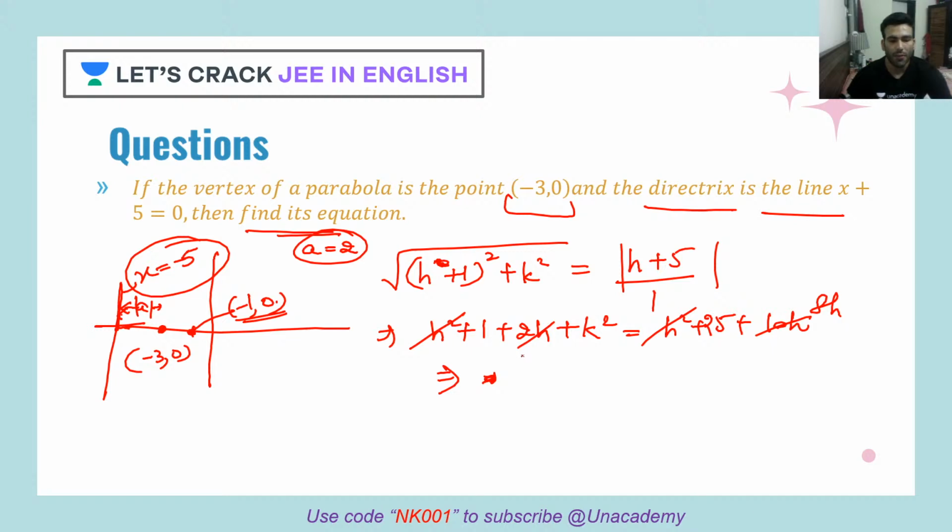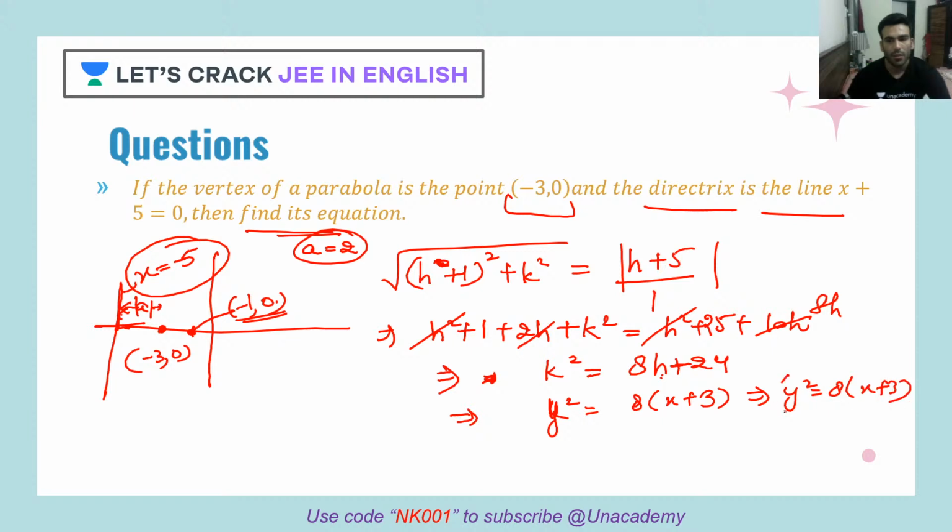So now I am left with what? I am left with this. k square is equal to what? 8h plus 24, right? I can take 8 common, so I'll have k square is equal to 8x plus 3. I have replaced h by x. Similarly, k can be replaced by y. So finally, what will I have? y square is equal to 8x plus 3. This is a parabola's equation.